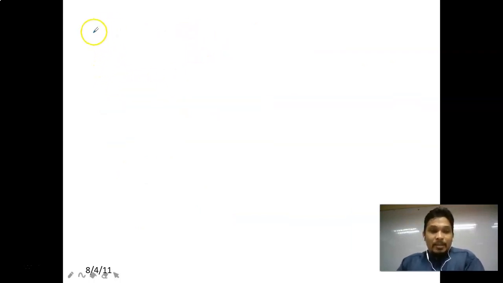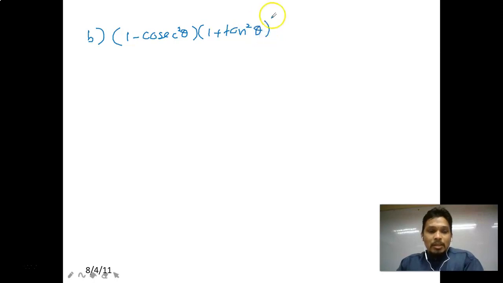And then question B: 1 minus cosecant square theta multiplied with 1 plus tangent square theta equal to negative cosecant square theta. Okay, you may begin the process from the right side. Again, it's all up to you, as long as you can solve it. If you begin from the right side, you get something equal with the term on the left side. Or if you begin from the left side, you end up with something equal to the one on the right side here.